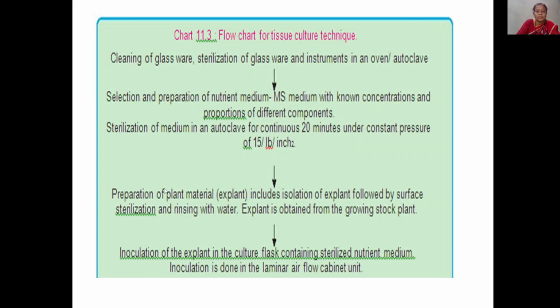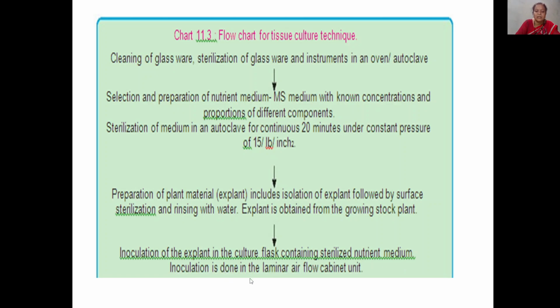The next step is preparation of the plant material, that is the explant, which includes isolation of explant followed by surface sterilization and rinsing with water. Explant is obtained from the growing stock plant. The next step is inoculation of the explant in the culture flask containing sterilized nutrient medium.